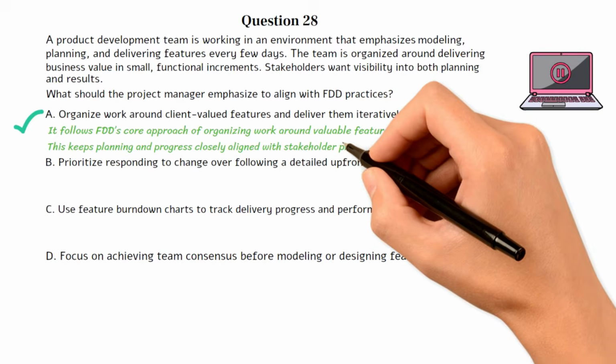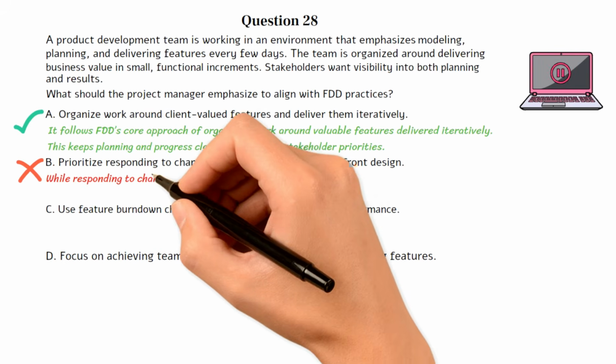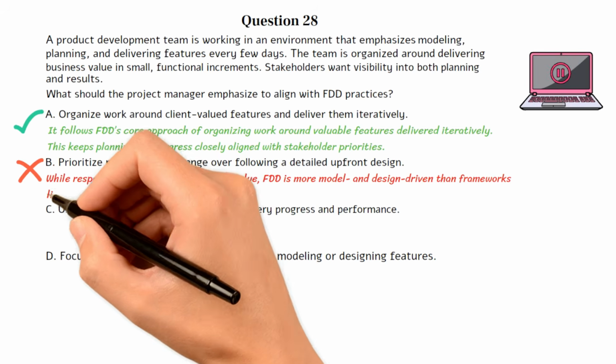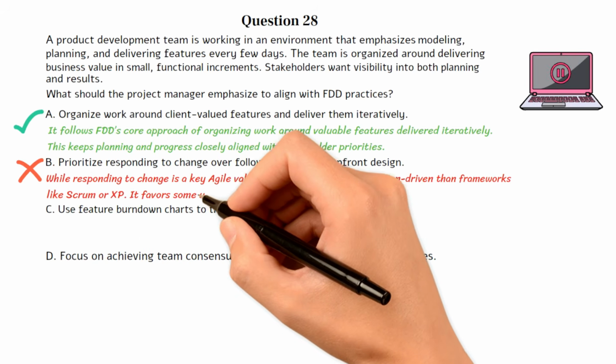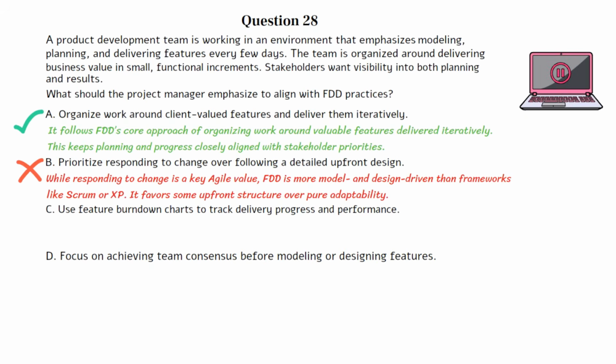This practice ensures that planning and progress stay tightly linked to stakeholder priorities. Choice B is incorrect. While responding to change is a key Agile value, FDD is more model and design-driven than frameworks like Scrum or XP. It favors some upfront structure over pure adaptability.